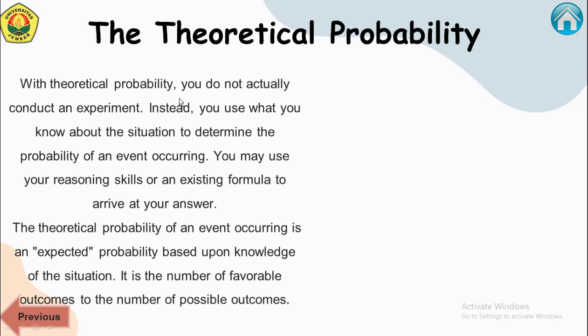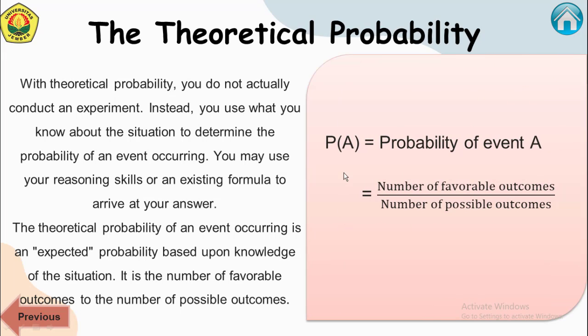With theoretical probability, you do not actually conduct an experiment. Instead, you use what you know about the situation to determine the probability of an event occurring. You may use your reasoning skills or an existing formula to arrive at your answer. The theoretical probability of an event occurring is an expected probability based upon knowledge of the situation. It is the number of favorable outcomes to the number of possible outcomes. P(A), the probability of event A, is the number of favorable outcomes divided by the number of possible outcomes.